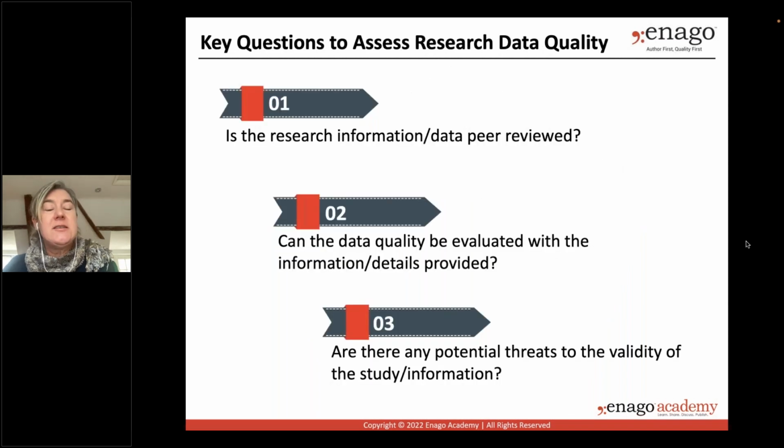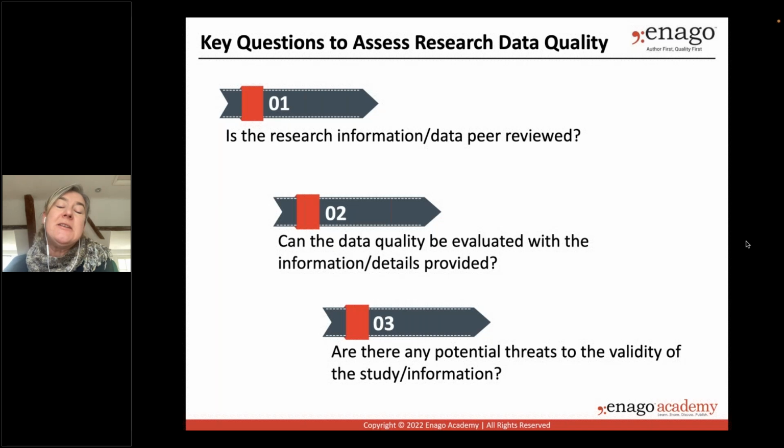So some key questions to ask yourself when assessing research data quality. If the data or the research information has been peer reviewed, that can be really helpful with instigating trust and being able to rely on some of these challenges we just talked about having been already sorted out. So can the data quality then be evaluated with the information details provided? So that's around, as we were just saying, things like documentation and metadata. Are they sufficient to enable proper data evaluation?